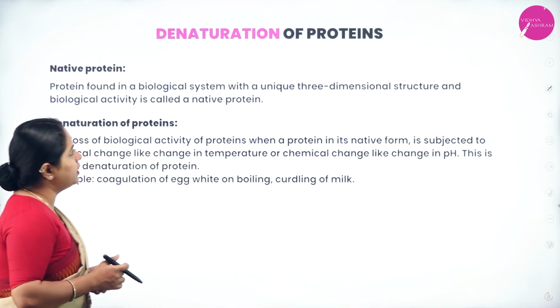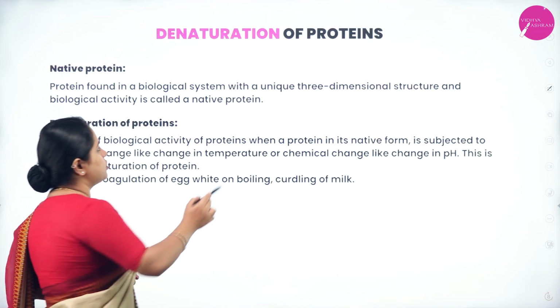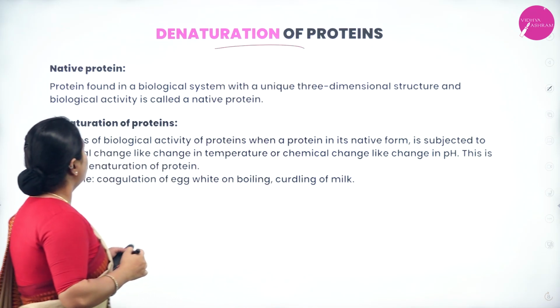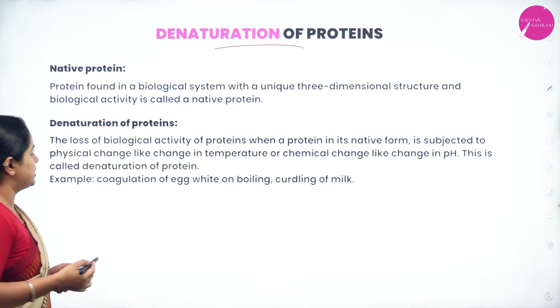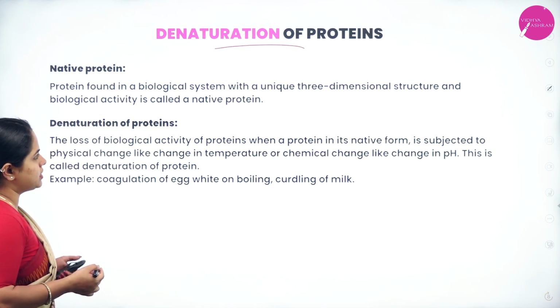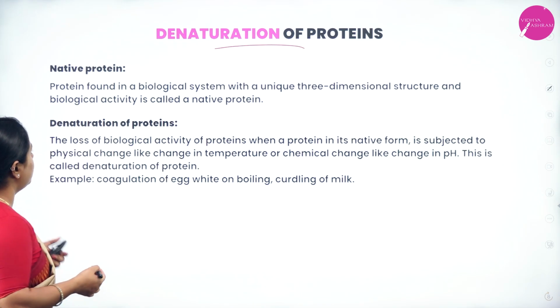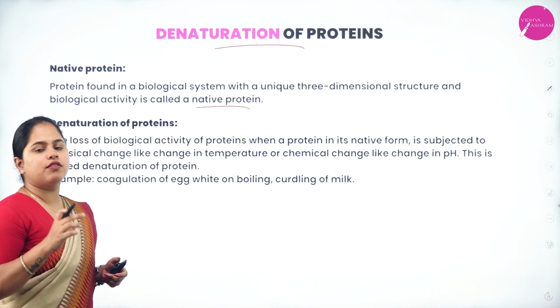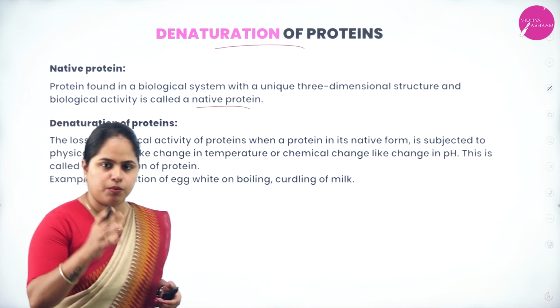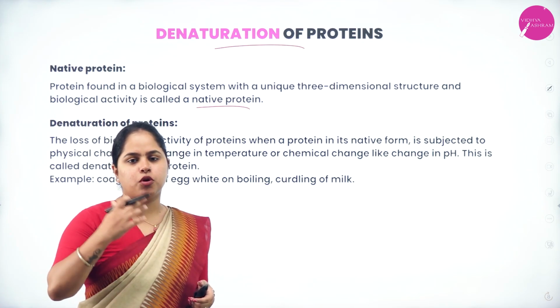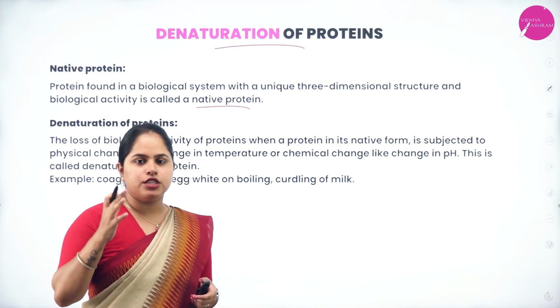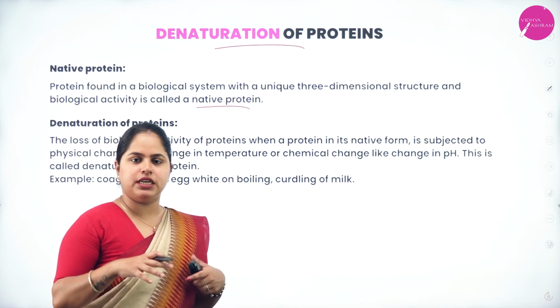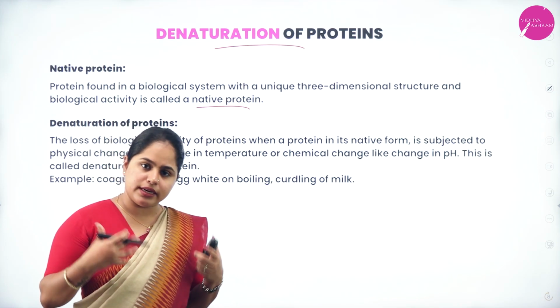Moving on to the next one, that is denaturation of protein. So this is very important. Okay. Now, what are native proteins? Let us see. The protein found in a biological system with a unique three-dimensional structure and biological activity is called a native protein. So a native protein will have its own function, what it is supposed to do in our body, right? Each protein has its own function. Right. So it is having its own biological activity. It has a proper function and a proper nature.